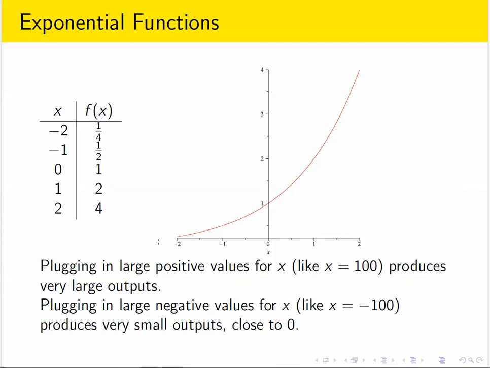On the other hand, if we plug in x values that are over here on the left side of the x-axis, those are large negative numbers, like -100. And those are producing outputs that are very small, close to 0. They're all down here. The curve gets closer and closer to the x-axis. And that's because we can think of these 2 raised to a negative number as a reciprocal. So 2 raised to a large negative number is like the reciprocal of 2 raised to a large positive number. And the reciprocal of a large positive number is a small positive number, a number close to 0.